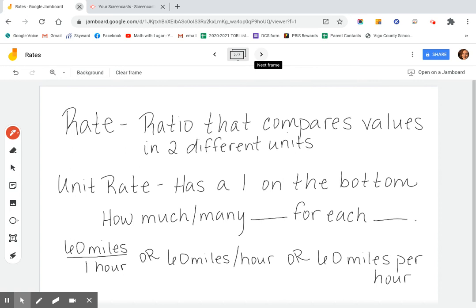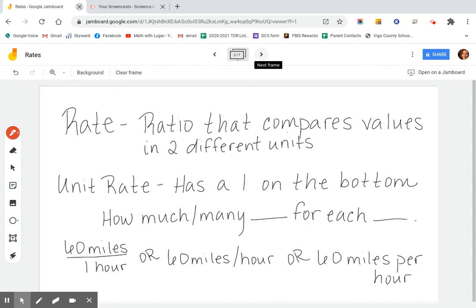There we go. So a rate is a ratio that compares values in two different units. It's really important that you write the labels for both. Don't just put 60 over 1. Tell me that it means 60 miles for every 1 hour. Or don't just put 2.93. Tell me that it means $2.93 for every 1 gallon.